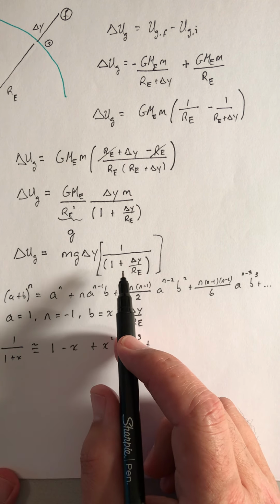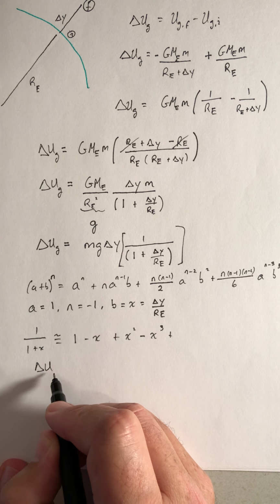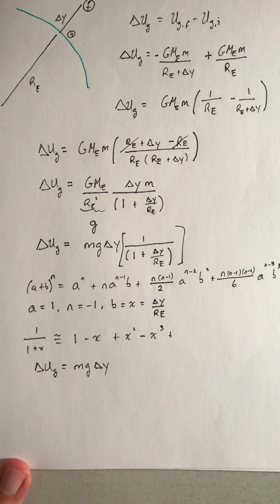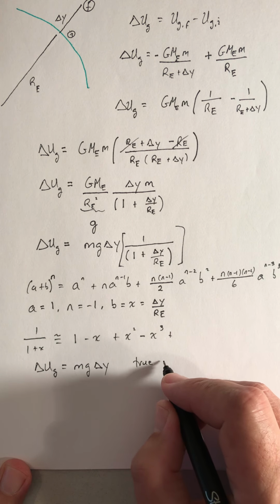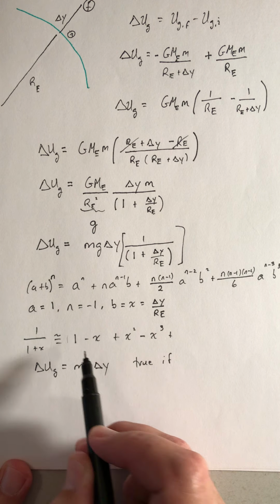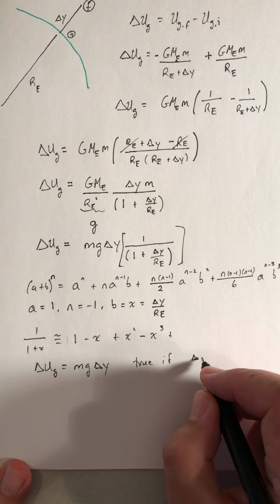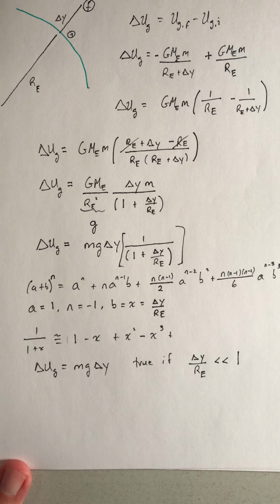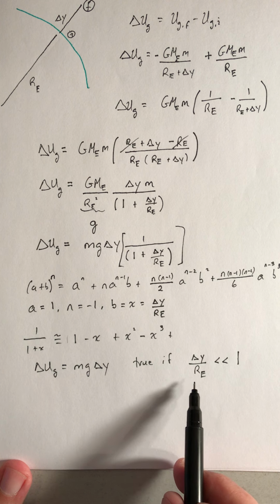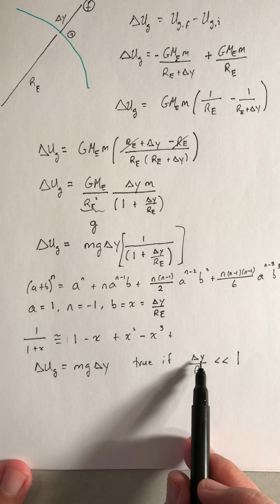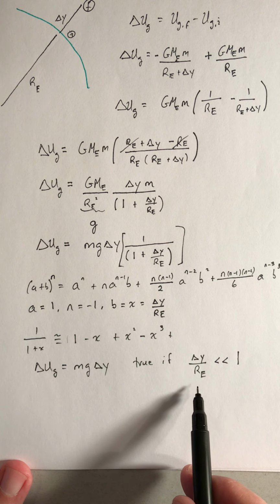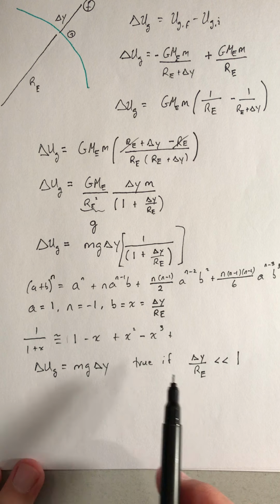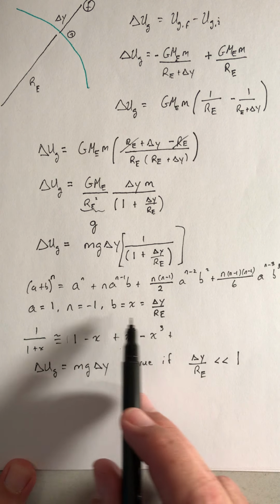Now, if I want to say that the change in gravitational potential energy is just mg change in height, that means I'm keeping only this first term in the expansion, and that's going to be true if delta y over the radius of the Earth is very, very small. Okay, so radius of the Earth, 6,000 kilometers, delta y is a meter, then delta y over the radius of the Earth is very, very small. As delta y gets larger, then more and more of these terms could in principle become important.